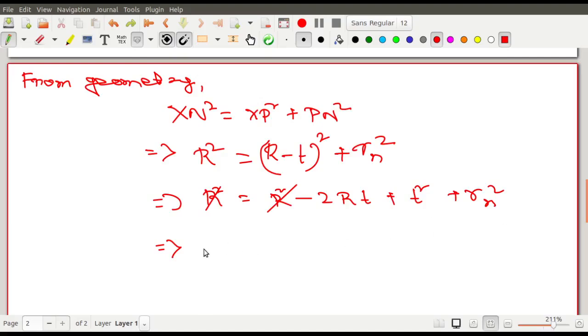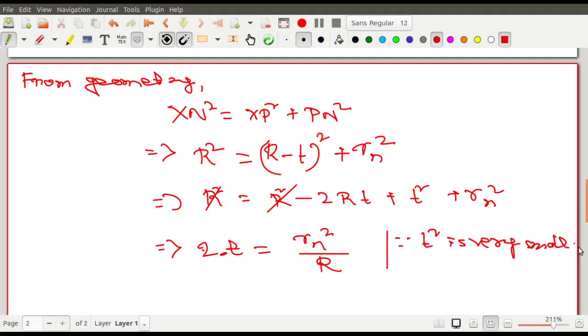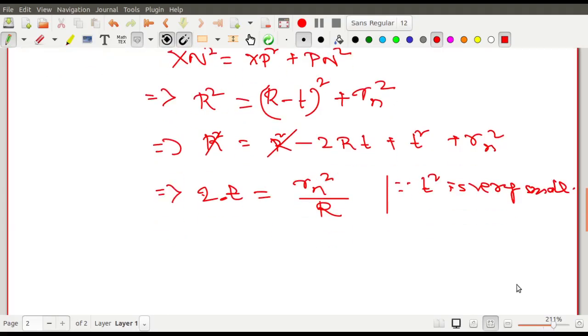So whatever you have finally is that twice t comes out to be Rn square by capital R. Why do I do so? Since t square is very small. Film of very small thickness. So twice t comes out to be Rn square by capital R.